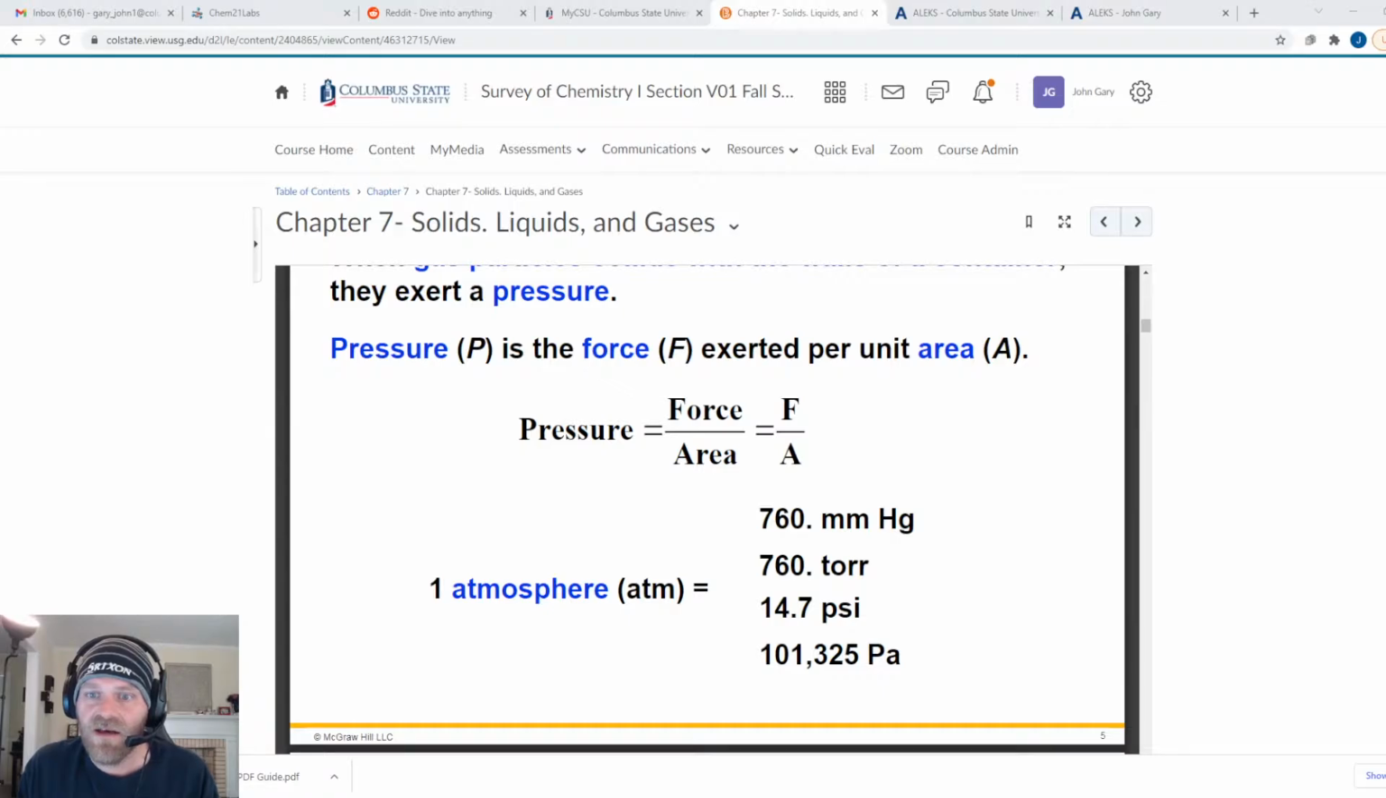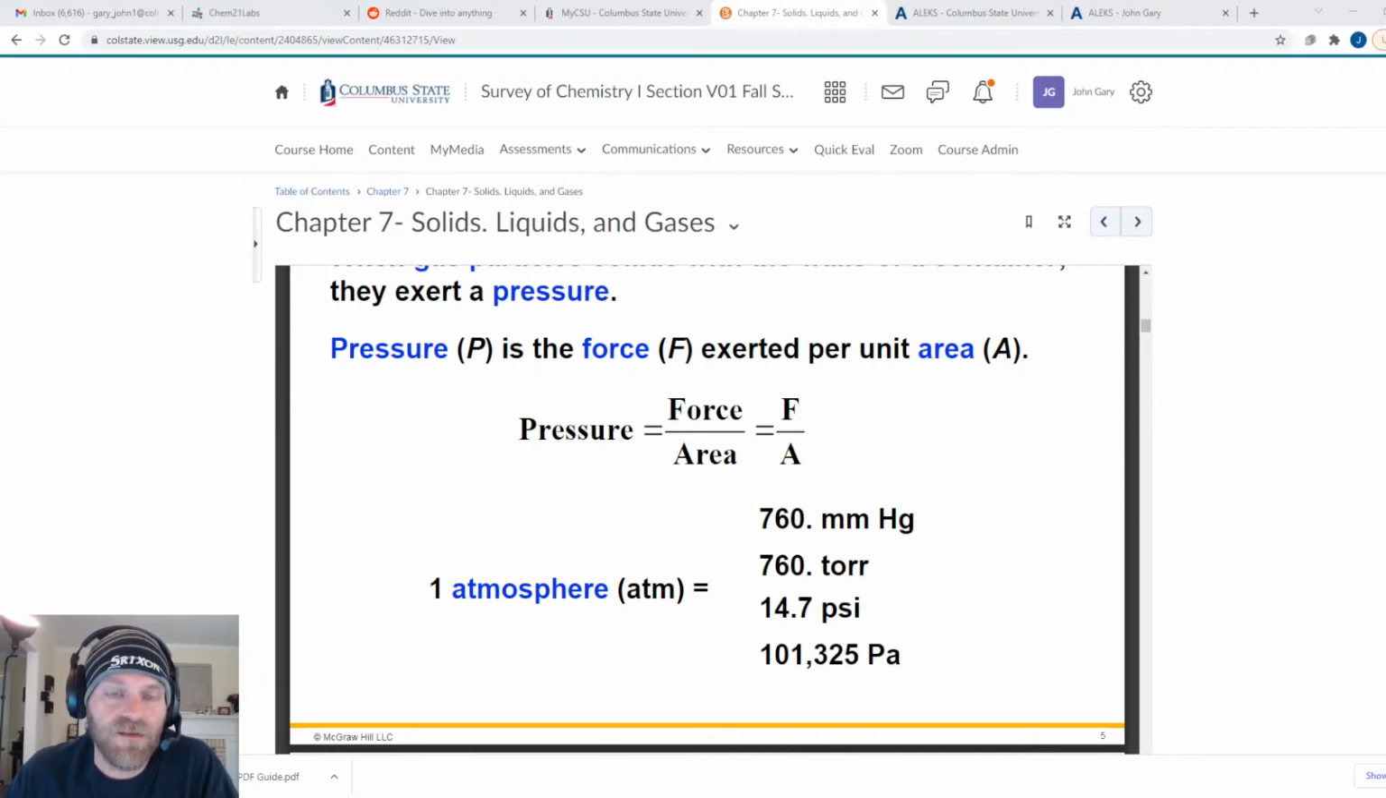And then Pascal, which is this Pa on the bottom, is just another unit that we can use, usually for higher values. We call them kilopascals. Just another unit for pressure.